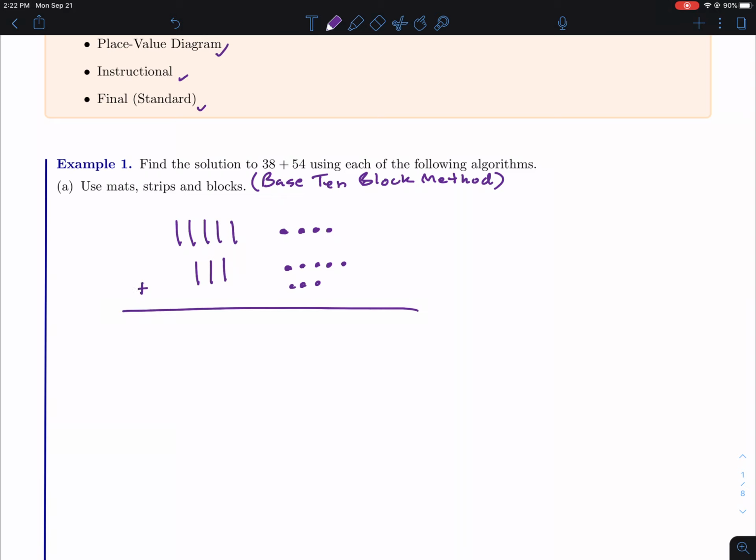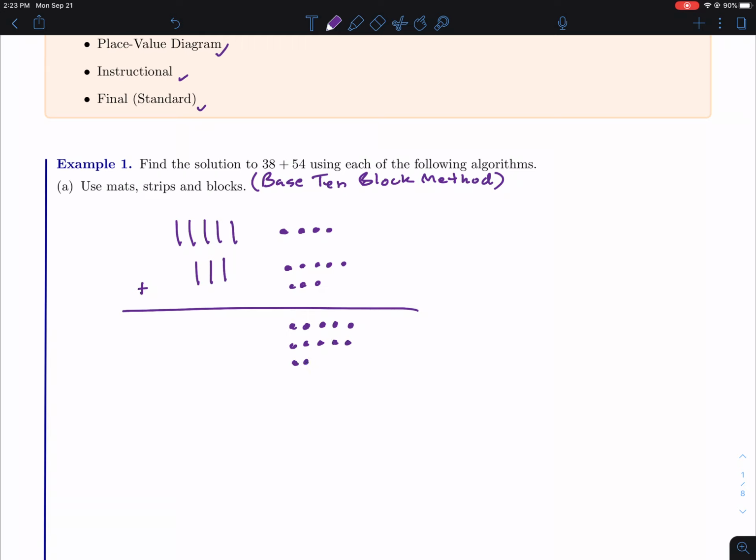Again, we're not thinking about carrying or anything like that. We just physically copy the total number of dots that are down and then the total number of strips and go from there. So I'm going to start with copying the 4 from the 54, and then to that, I'm going to add the 8 more. So I've got 1, 2, 3, 4, 5, 6, 7, 8.